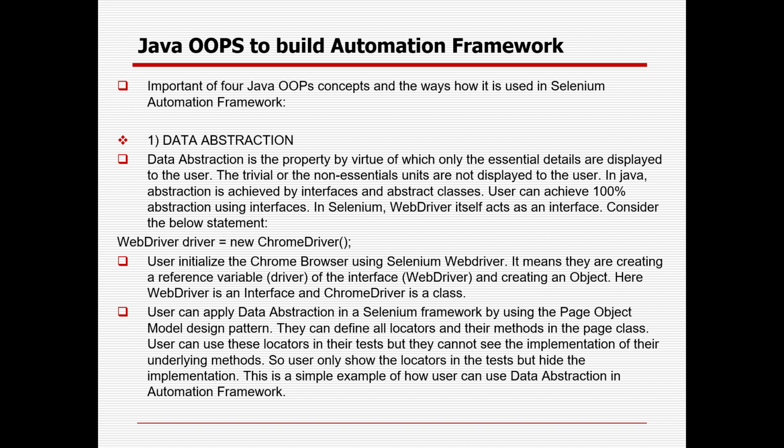So data abstraction is the property by virtue of which only the essential details will be displayed to the user. The trivial or non-essential units are not displayed to the user. In Java, abstraction is achieved by interface and abstract class. User can achieve 100% abstraction using interface. In Selenium, WebDriver itself acts as an interface.